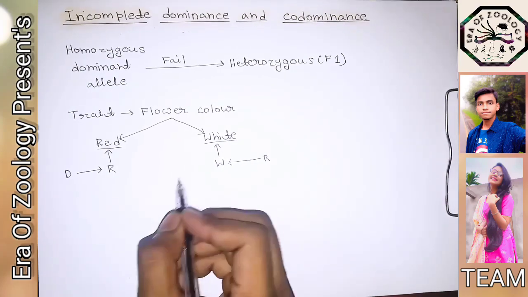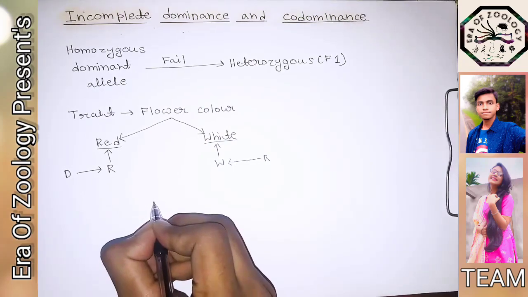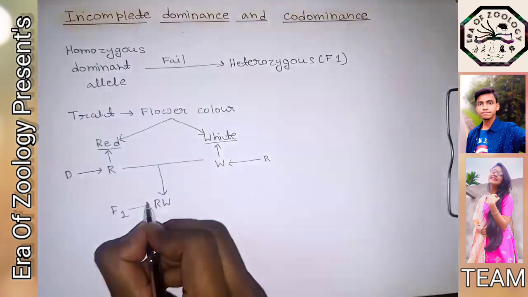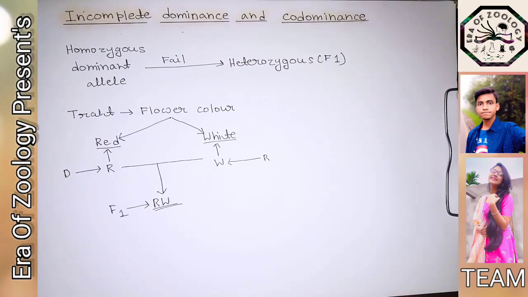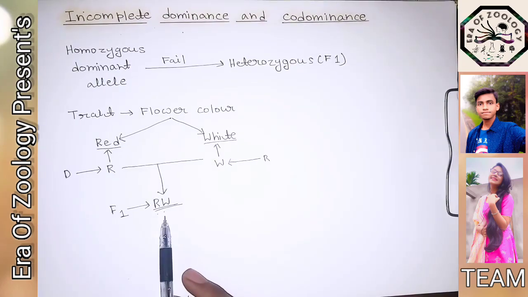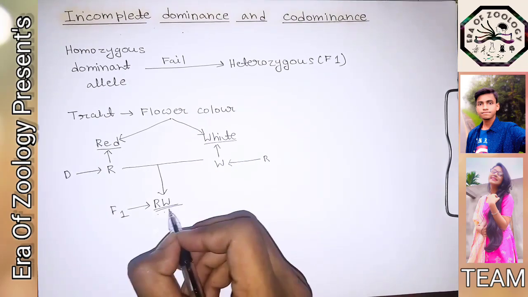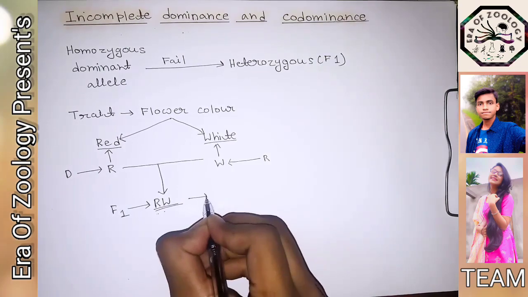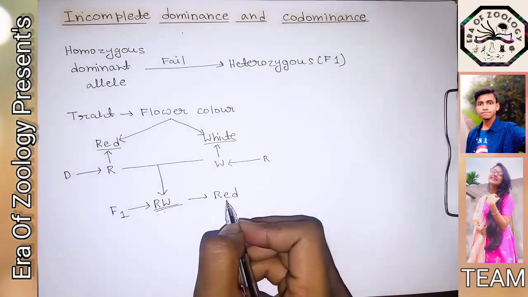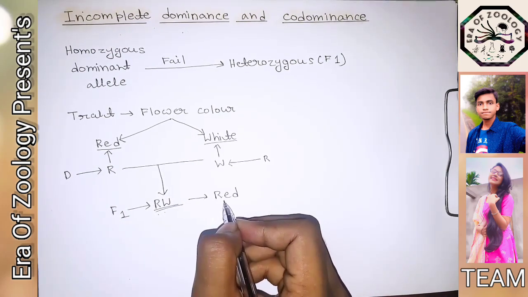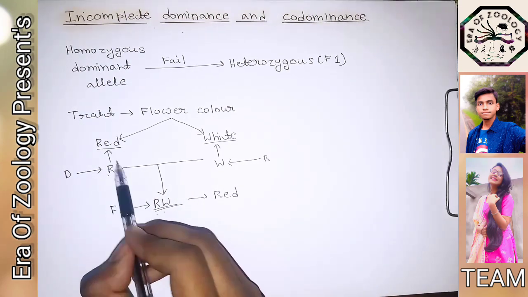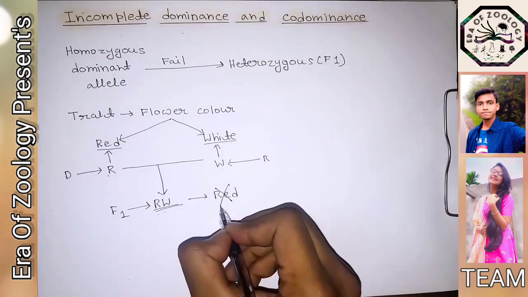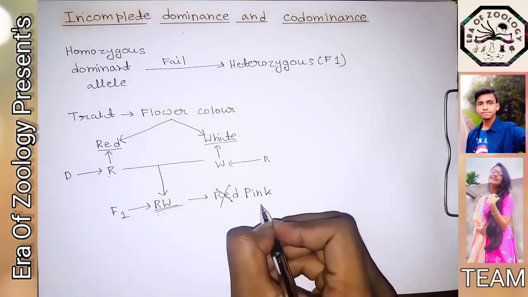And when we do a cross between them, we will get RW in the F1 generation, I mean the heterozygous. According to Mendel, this should be red. But we need to keep in mind that this is incomplete dominance, and in incomplete dominance, the homozygous dominant allele fails to express its phenotype in the F1 heterozygous. So this will be pink color.